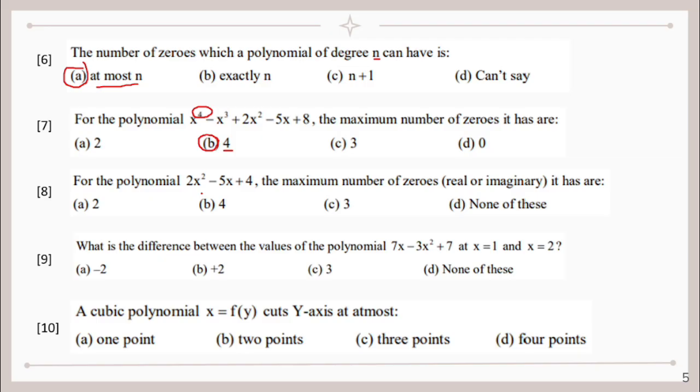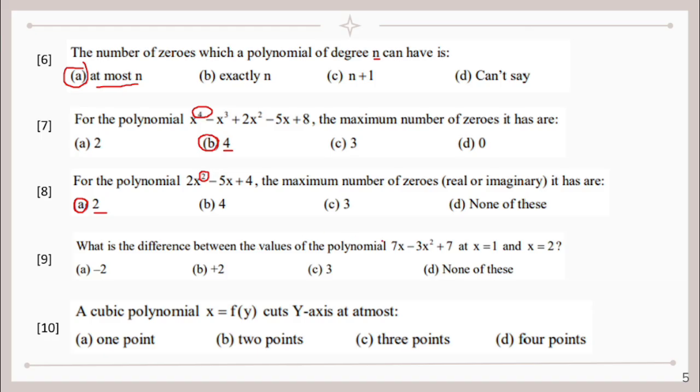For the polynomial 2x square minus 5x plus 4, the maximum number of zeros it has are dash. Again the same kind of question. It has a power 2, the degree is 2. So the maximum number of real or imaginary zeros of this polynomial are 2.